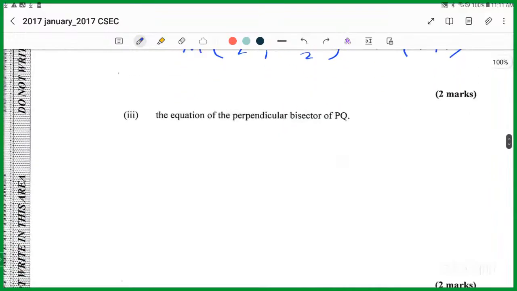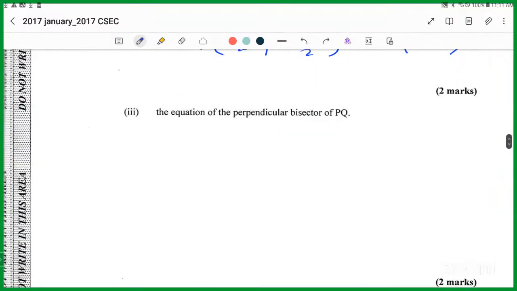The next part now is something that we did in class the other day. There was the equation of the perpendicular bisector of PQ, and we did this in class the other day. So you see, what I give you in class is what is on the exam papers. Hope you're noticing that for yourself.